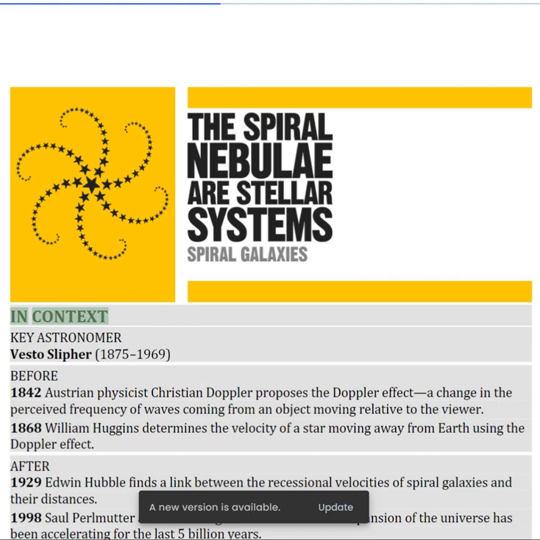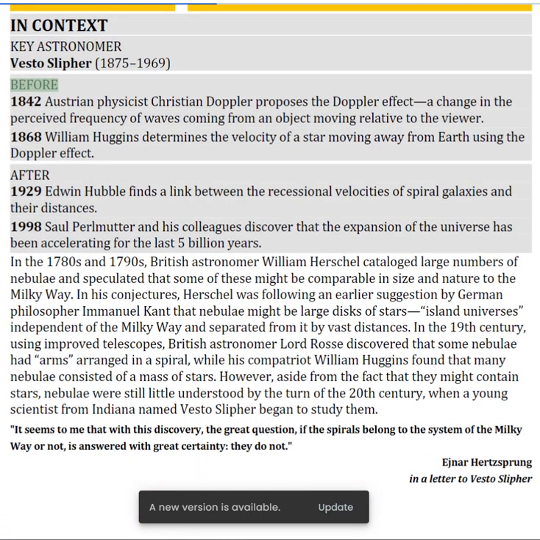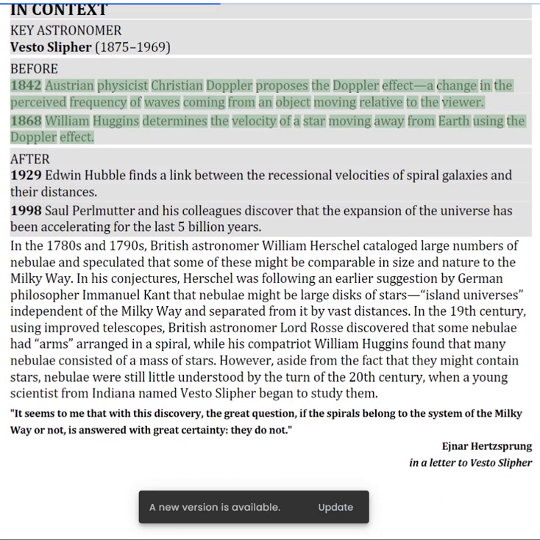In context. Key astronomer: Vesto Slipher. Before 1842, Austrian physicist Christian Doppler proposes the Doppler effect, a change in the perceived frequency of waves coming from an object moving relative to the viewer. 1868, William Huggins determines the velocity of a star moving away from Earth using the Doppler effect.